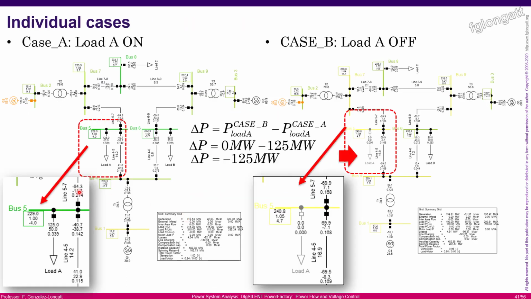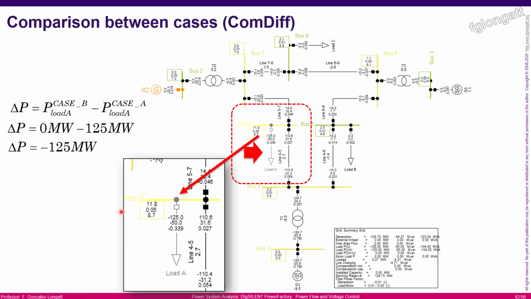Coming back to the voltage, I would like to show you the voltage. Especially the voltage in this case is moving from 1 per unit to 1.05. That means that the difference is 0.05. That means that the voltage is increasing 0.05 per unit when you are switching off the load A.